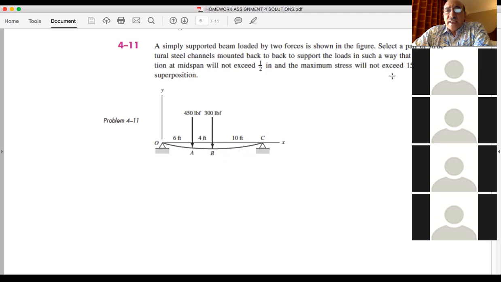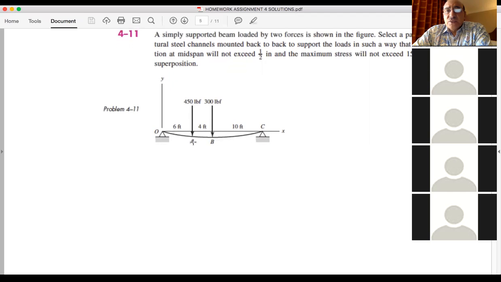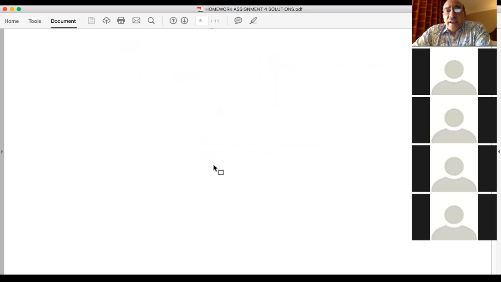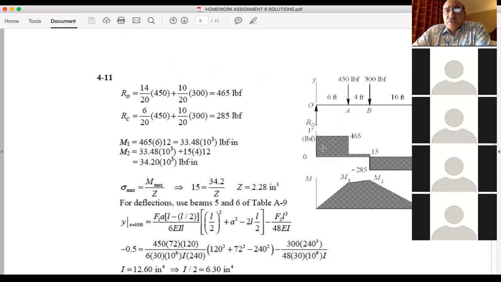And the requirement is to select a pair of structural steel channels. So like two channels, and you put them back to back so they look like an I-beam, but they're two channels. And once we select the dimensions, then we should satisfy both the deflection and the stress requirements. So for that, we just have to assume that we have the loads and the moment of area. We can designate it as I at this point because we don't know the cross section, and then move ahead with finding the shear force diagram, the bending moment diagram.